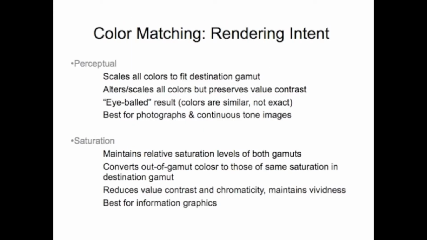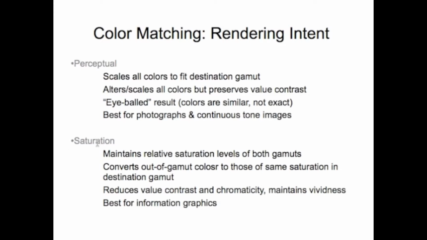So the first rendering intent is probably the most often used. It works well with continuous tone images like photographs and illustrations. It will scale all the colors in the larger gamut to fit into the smaller color space, which means that every color in the larger space gets altered. It retains value contrast, which is really important. If you lose value contrast, you lose the depth in the image. It gives you an eyeballed result where colors are similar but not exact, of course, because everything has changed.